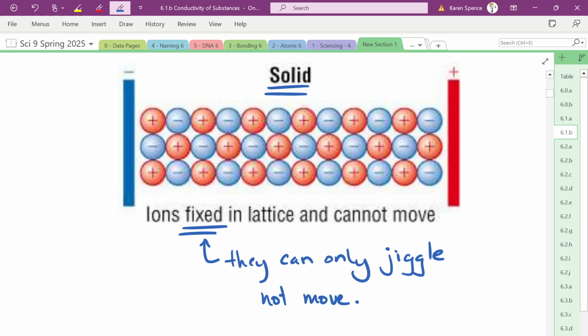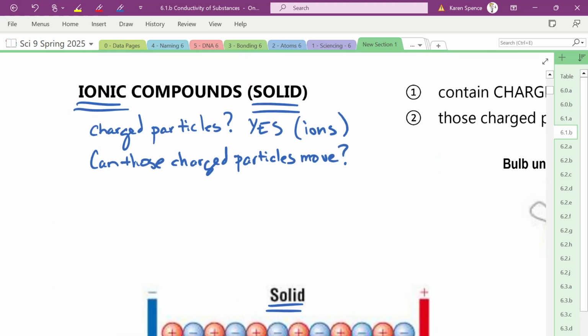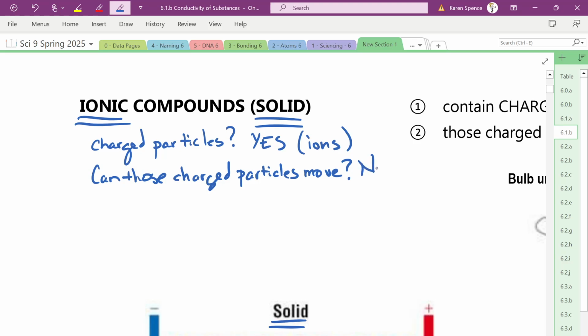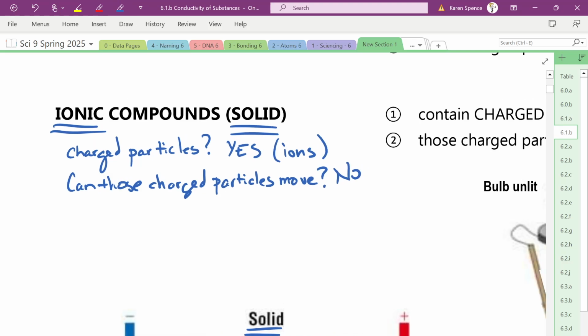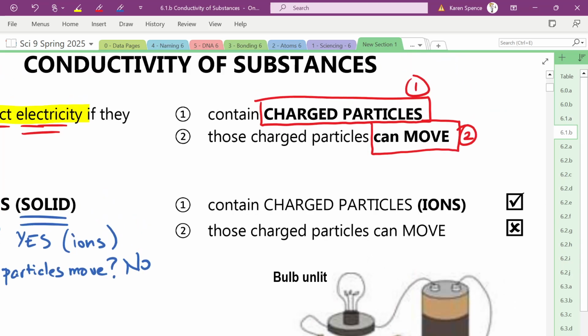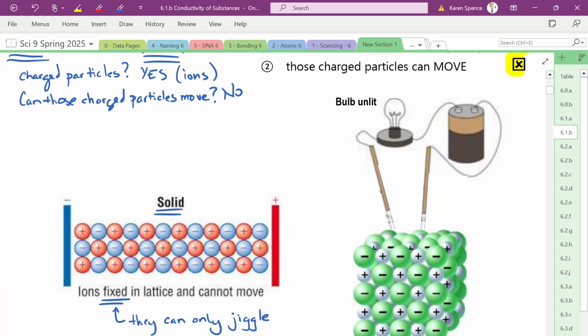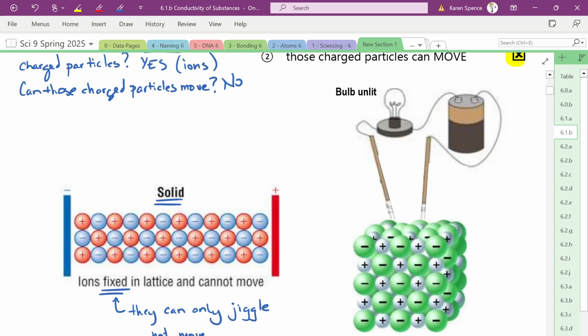Okay, so these particles can only jiggle, they cannot move. So we can say, can those charged particles move? The answer is no. And if you cannot say yes to both of these questions, then it will not conduct electricity, as we just saw. Nothing happened, right? So you have to have charged particles, and they have to be able to move. Here we had, yes, we have ions, but no, they cannot move. And so the bulb, this is a little picture showing what the bulb does, and there's no glow. Yeah, it's just nothing.